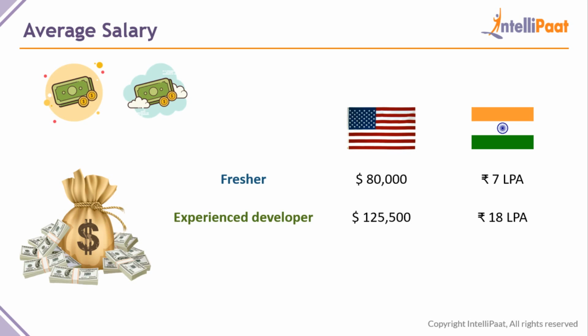So if you are a fresher and you are in the United States, you are looking at something around $80,000. And if you are in India and you are a fresher, you are looking at a number around 7 LPA. Mind you, this might fluctuate according to your role and experience. So fresher is somewhere I'm saying 0 to 1 year or 2 years of work ex, and an experienced developer is somewhere across 2 to 6 years of work ex, right?